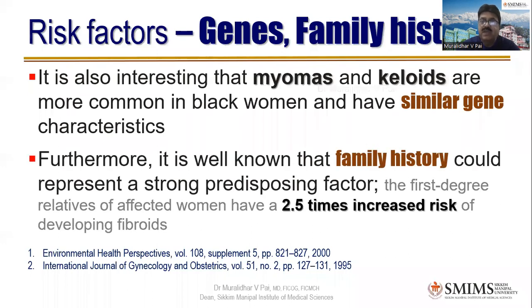Furthermore, it is well known that family history could represent a strong predisposing factor. That is, first degree relatives of affected women have a 2.5 times increased risk of developing fibroids compared to second degree relatives. What do you mean by first degree relative? Mother or sister, compared to aunt or somebody else. They are the second degree relatives. So first degree relatives have 2.5 times increased risk of developing fibroids. So it is not linear, it's not uniform.